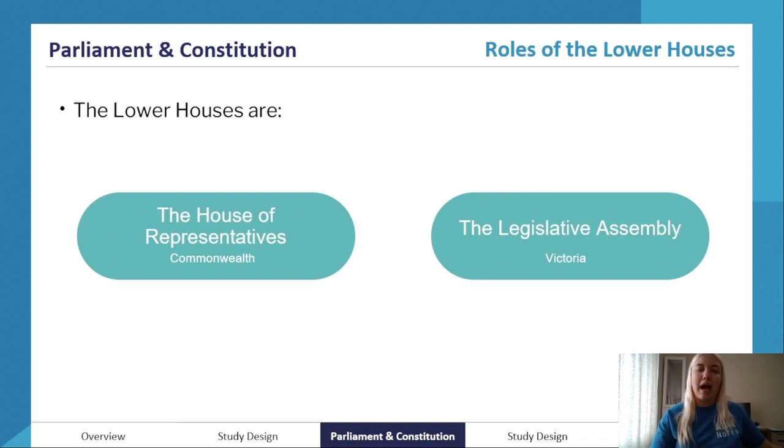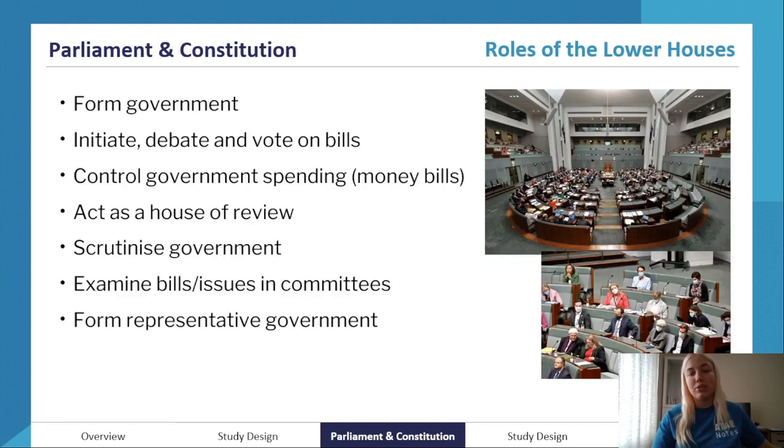So roles of the lower houses. So we said we need to know these roles. They're accessible. So remembering again that at Commonwealth level, this was the House of Representatives, and in Victoria, this is referred to as the Legislative Assembly.